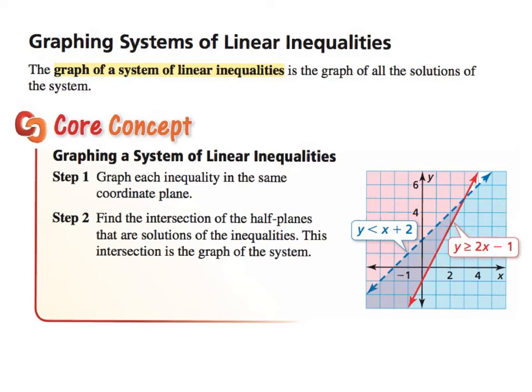All right, so now we're going to graph the system of linear inequalities. As we just explained, you're going to graph each inequality in the same coordinate plane. You are going to find the intersection of half planes that are solutions of the inequality. Here, we've graphed 2 separate inequalities. One of them has been shaded in a red region, and the other in blue. This overlapping reddish blue purple region is your solution to the inequalities.